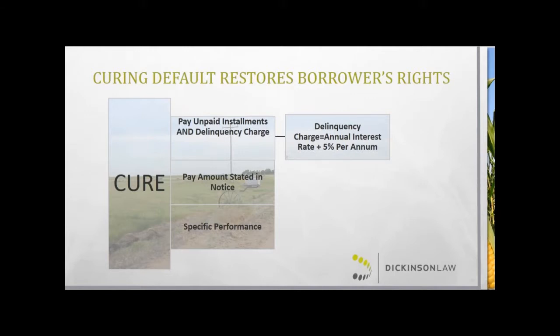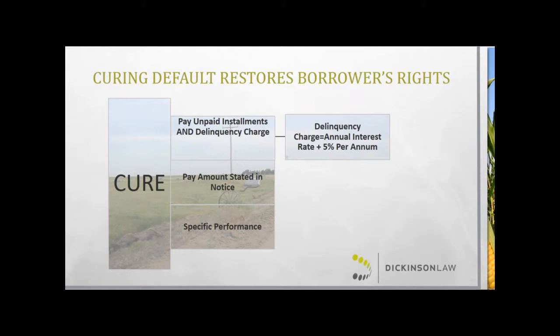Until the expiration of the 45 days after notice is given, the borrower can cure the default. And what they do to cure is they tender either the amount of all unpaid installments without acceleration, plus a delinquency charge, which is the scheduled annual interest rate plus 5% per annum for the period between the giving of the notice of the right to cure and the tender. So there's a little bit of penalty there.